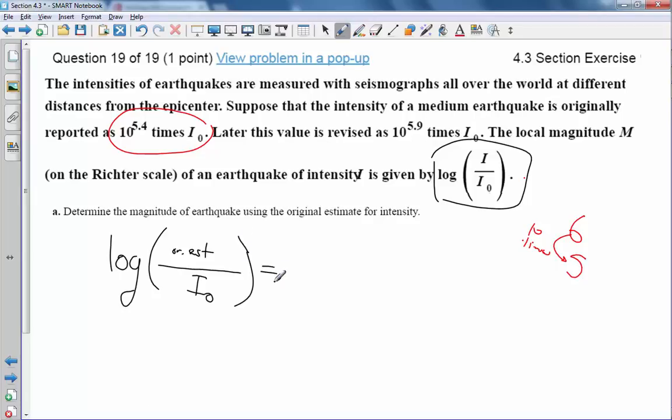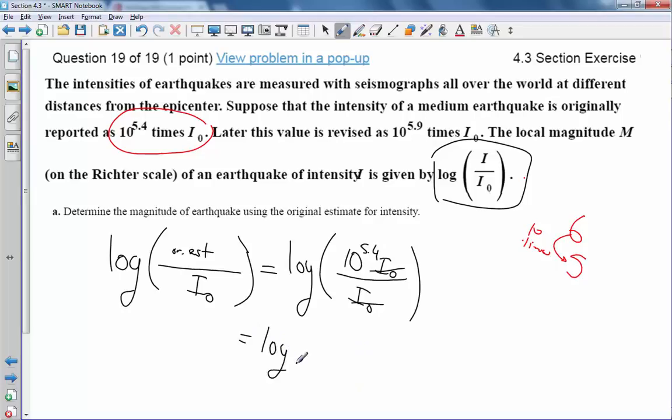And what is that original estimate announced by somebody? It was 10 raised to the 5.4, right? This is the original and this is the revised one. So we take 10 to the 5.4 times the reference scale, and we divide it by the reference scale. Of course, these will cancel, and you're left with this number.